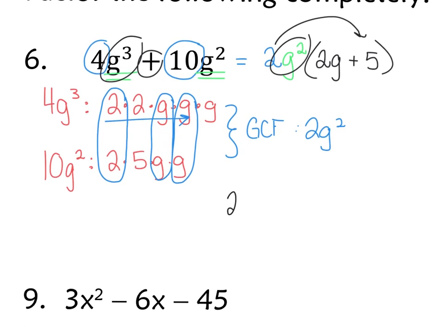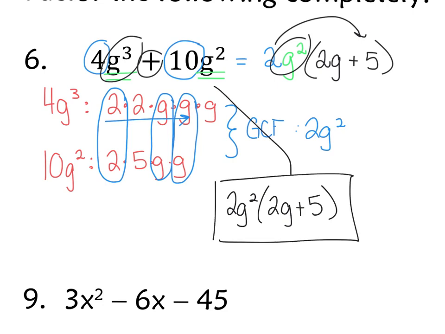I would strongly suggest that you take your answer and just multiply it back out in your mind. 2g squared times 2g, okay, that's 4g cubed, so that's what I started with, plus 10g squared. Remember, when you factor, you don't want to change this expression. It's going to look different because you're going to write it in factored form, things being multiplied together, whereas you start off with it already multiplied out, but you don't want to change its value, okay? You want it to be exactly what it was.